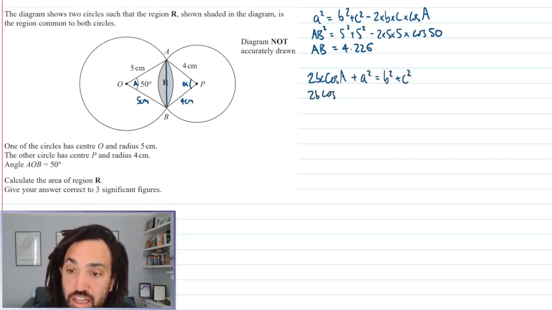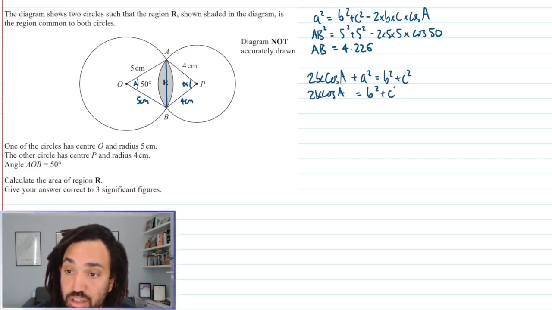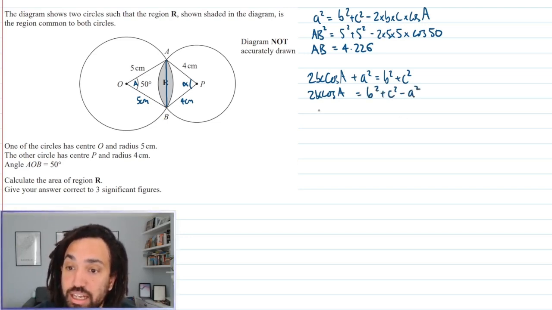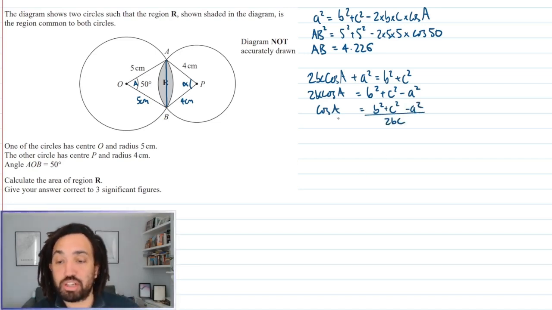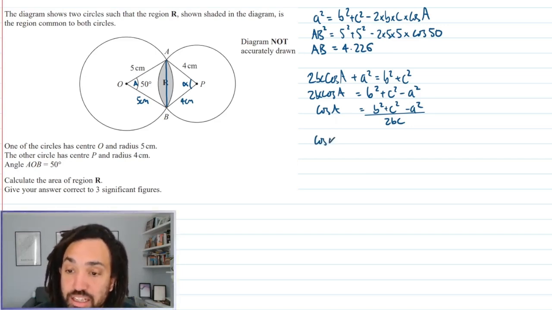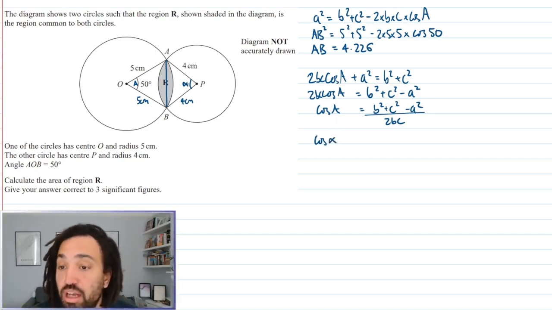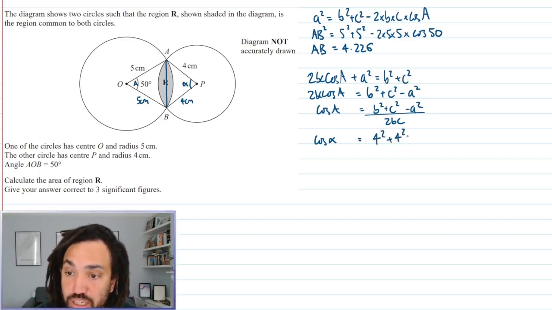I can then subtract the a squared, like that, and then I can divide through by 2bc. And that gives me my formula for cosine capital A. Okay, well, what is capital A? It's the angle, and the angle we're trying to find is alpha. B and C are the two sides adjacent to the angle, which are both 4 in this case, so it's 4 squared plus 4 squared.